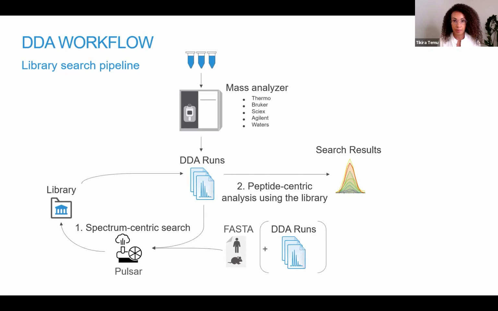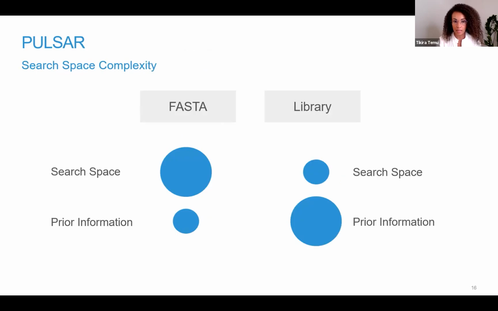our search results. Now let's have a look what that means in terms of search space complexity. On the left-hand side, you can see the Fasta file. There we don't need much prior information. We can just download the Fasta file, for instance, from UniProt. But then we need the digest settings and the modifications. Therefore, the search space can become quite large until we come to our theoretical peptides.